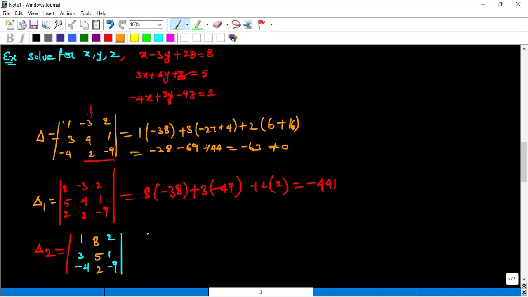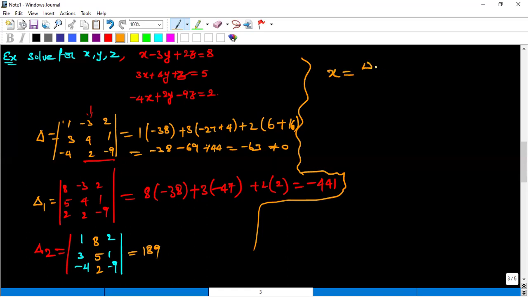We will get, I have calculated, the determinant as 189. No need to find out the determinant 3. We will use a small trick to find out the z value. How you will find out x, y, z? We already know x is nothing but delta 1 divided by delta.